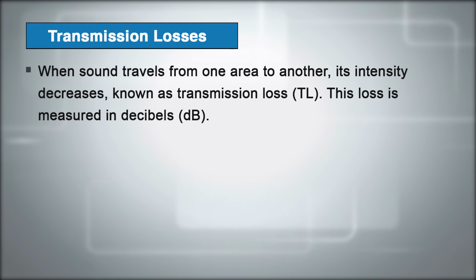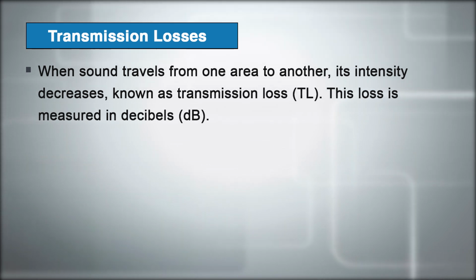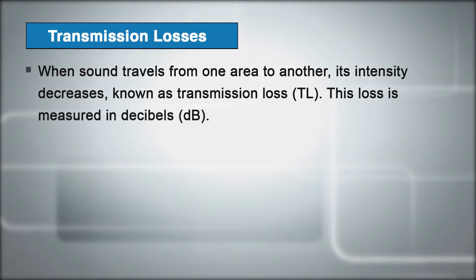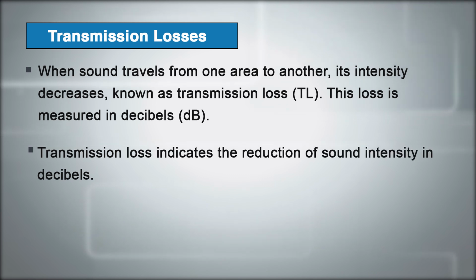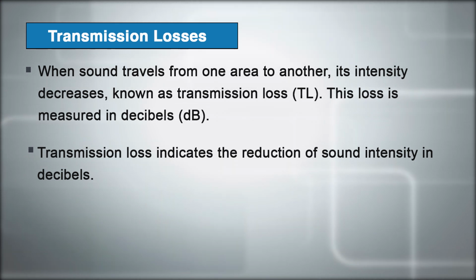Now, let's discuss what is transmission loss. When a sound wave travels from one area to another, its intensity decreases. That is known as transmission loss. This loss is measured in decibels. For instance, if sound levels are 60 decibels and 40 decibels on either side of a wall, then the transmission loss is 20 decibels.